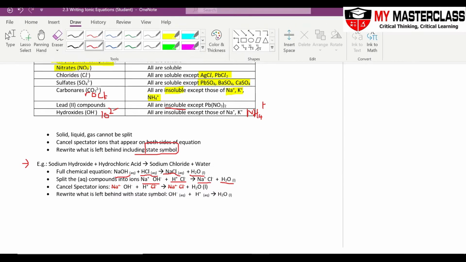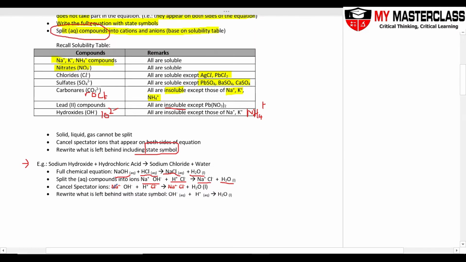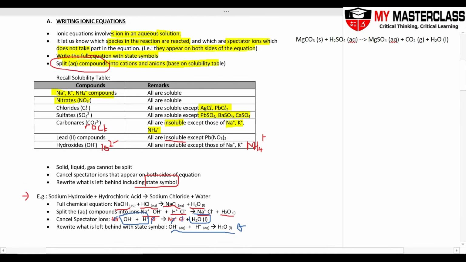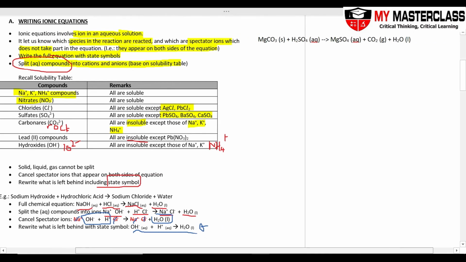Cancel the spectator ions. Cancel your Na because it appears on both sides of the equation. It's just floating around, not taking part in the reaction. My Cl, the left side also has it, the right side also has it, so same thing, Cl is not taking part in the reaction. So H+ plus OH- form H2O. This is your ionic equation. Using the same approach, let's try two examples.